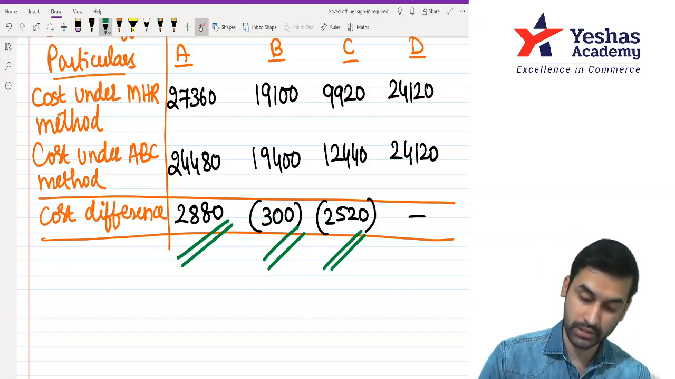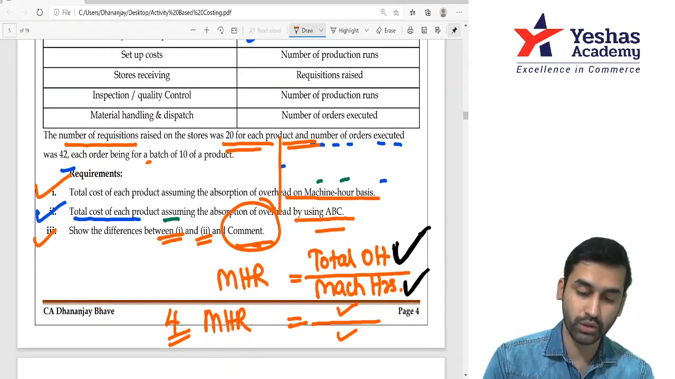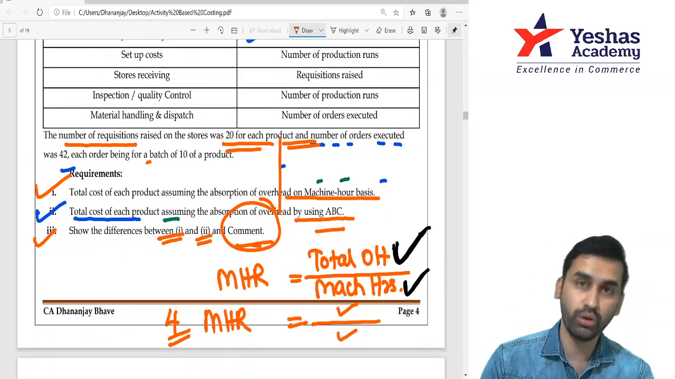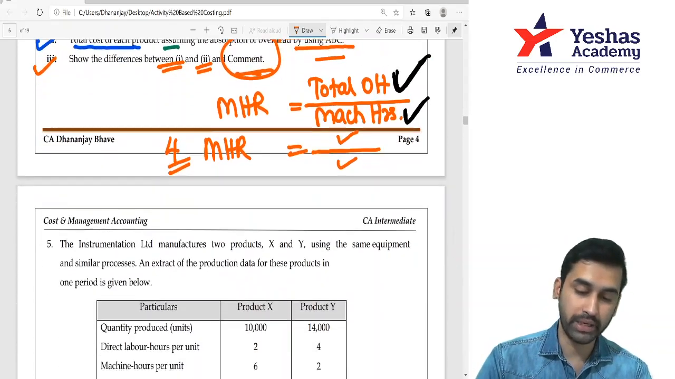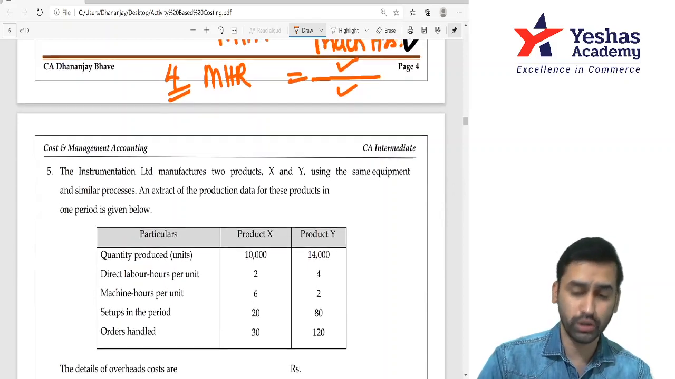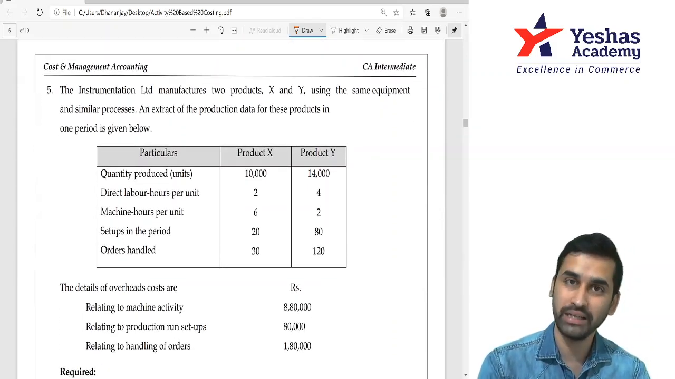Right? Yes. Did we answer the entire question? Yes. They said show the difference and also comment. We have completed. I think with this we completed question for all 3 sub questions. Right? Yes.